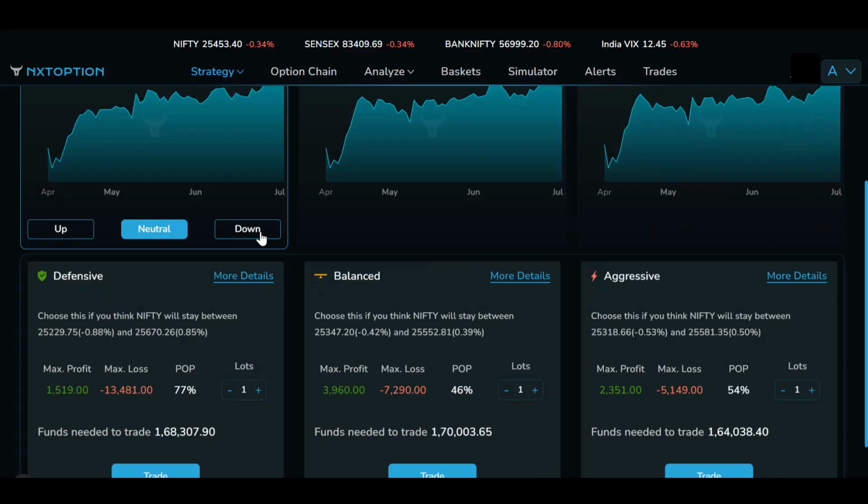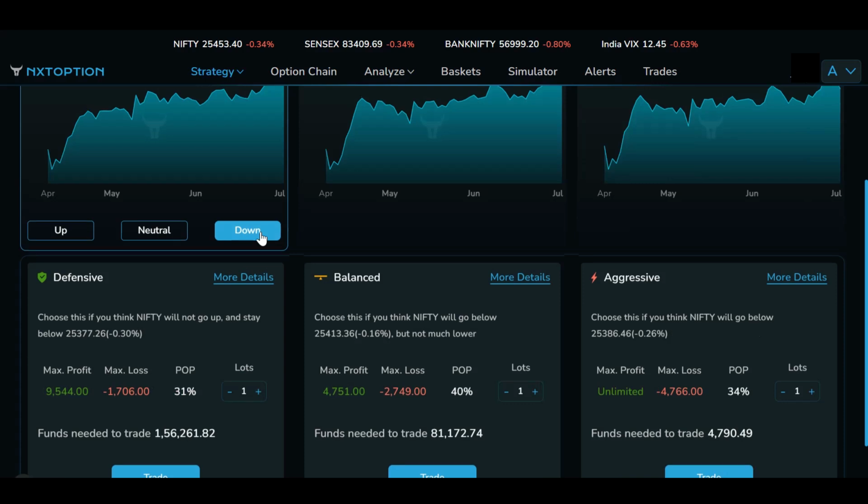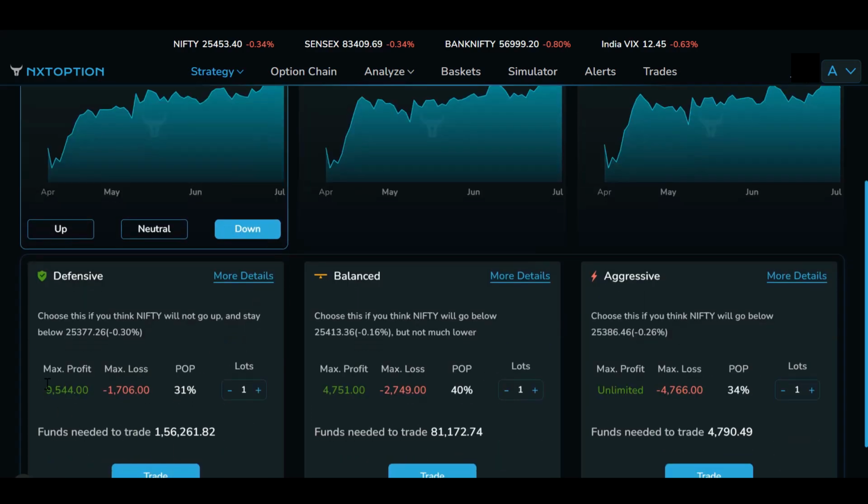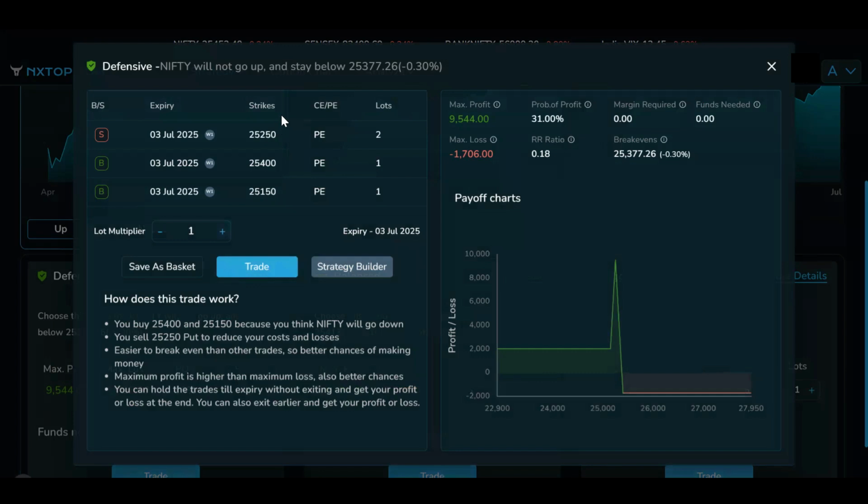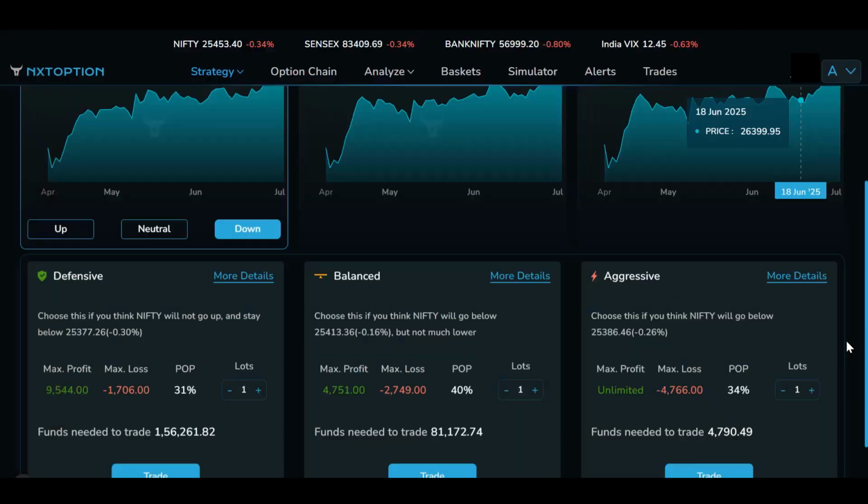Then if you feel the market will go down, you can click on down. Then it shows you one more strategy, where you can make 9,500 profit and 1,706 as a max loss. Again, if you click on more details, it will show you all the strikes that you will be purchasing. That is 25,150 put and 25,400 put you will be purchasing, and selling 25,250. And it tells you the margin required and the loss.